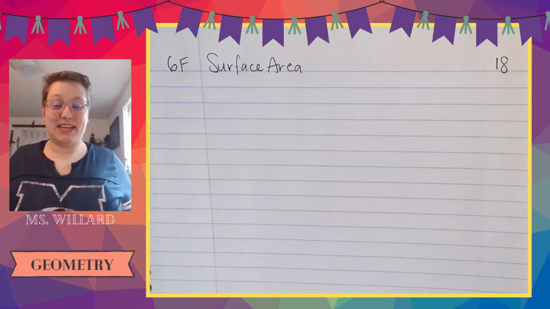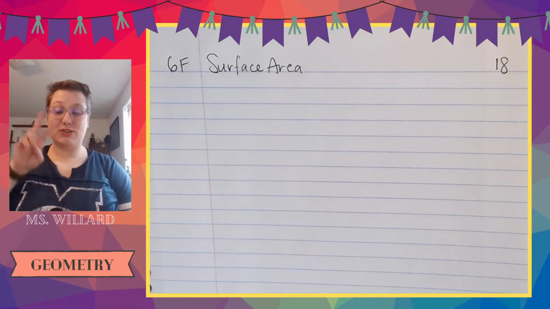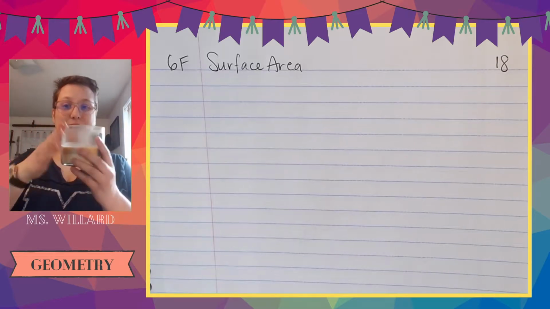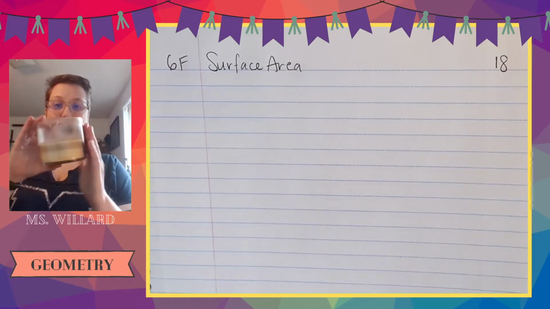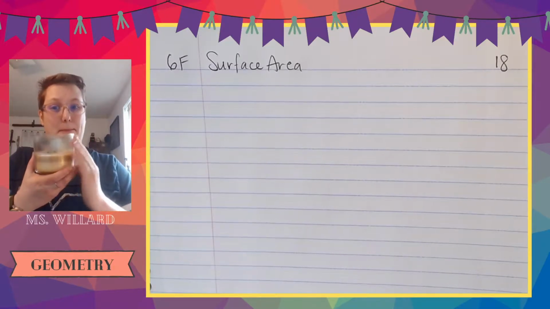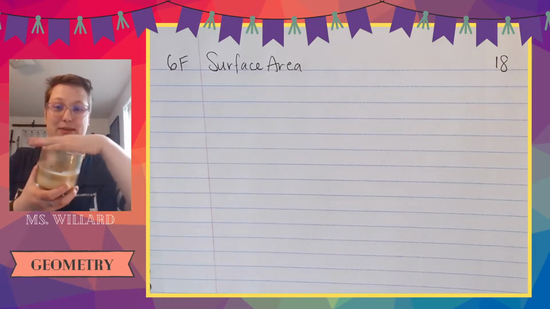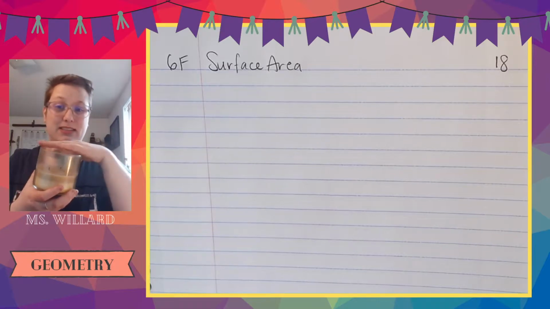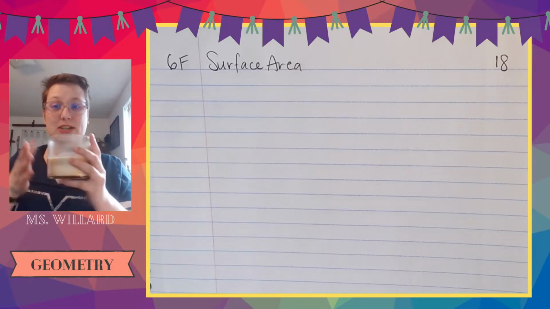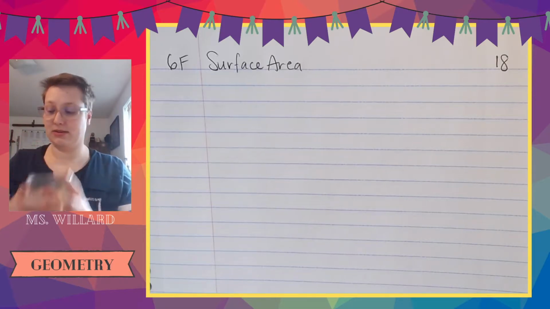Okay, surface area. There are two different ways that we can calculate surface area. Let me show you. The first way is lateral surface area. That's the outside, but not the top or the bottom. This is like if I'm painting a room. I don't want to worry about the surface area of the ceiling or the floor. I only care about the walls that I'm painting. So lateral surface area is just the walls.